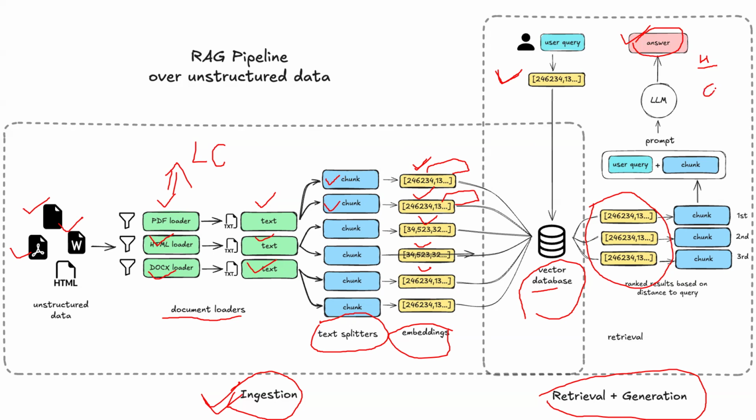But are we storing everything that we find in the unstructured data? Yes, whatever text we have, we are chunking and storing it. Are you talking about the images or other things?